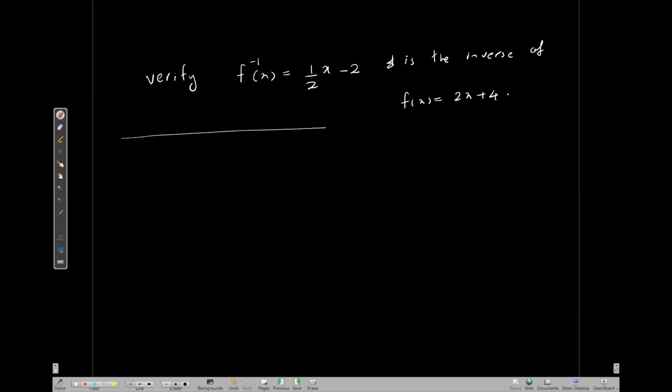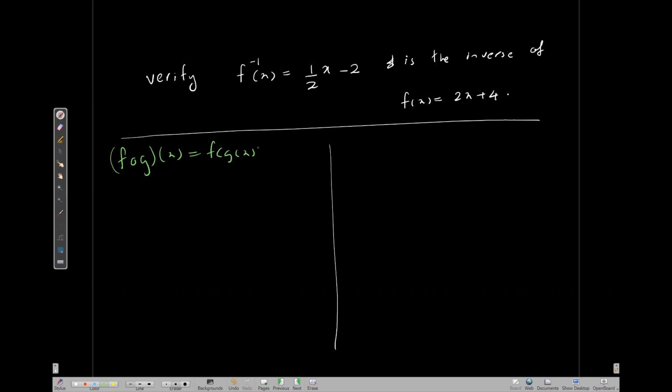Now the verification. How do you verify that? In order to do that, you have to understand a certain thing. Let me explain that over here. Remember composition of functions. Remember f circle g. We have been talking about this stuff. F circle g is f of g of x. This is exactly why we did composition of functions before inverse functions.